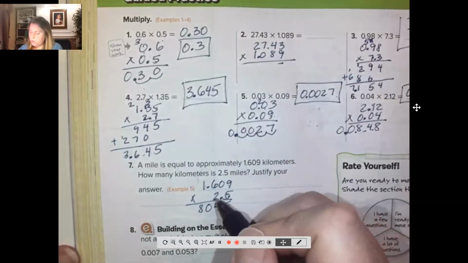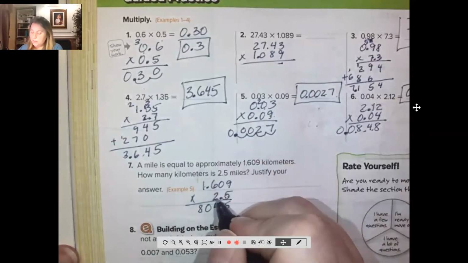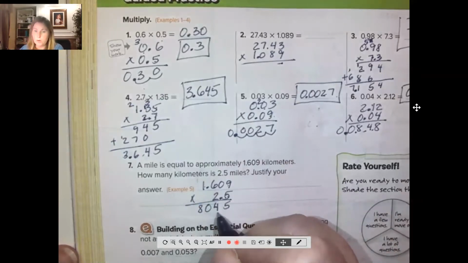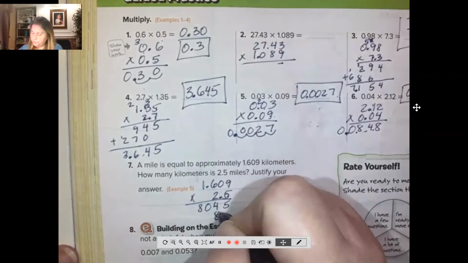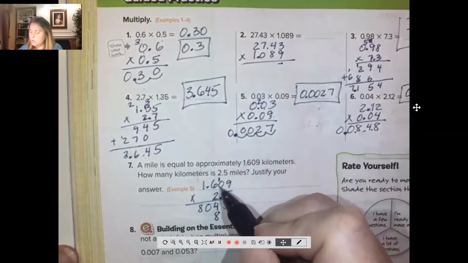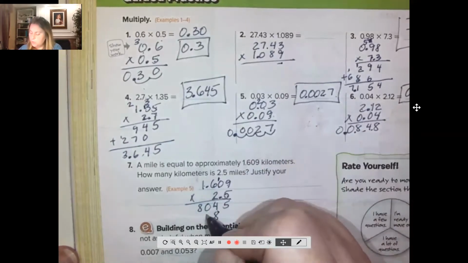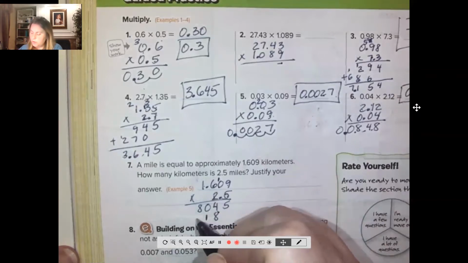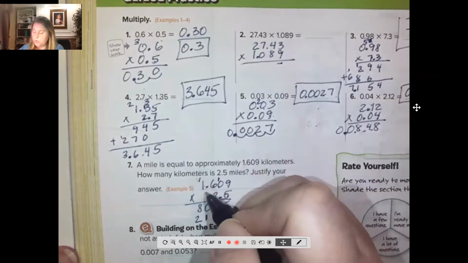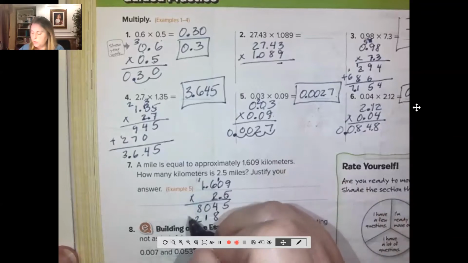And then moving on to the 2. 2 times 9 is 18. We were multiplying by the 2, so we write underneath the 2, 8. Carry the 1. 2 times 0 is 0, plus the 1 we carried is 1. 2 times 6 is 12. Write the 2, carry the 1. 2 times 1 is 2, plus the 1 we carried is 3.